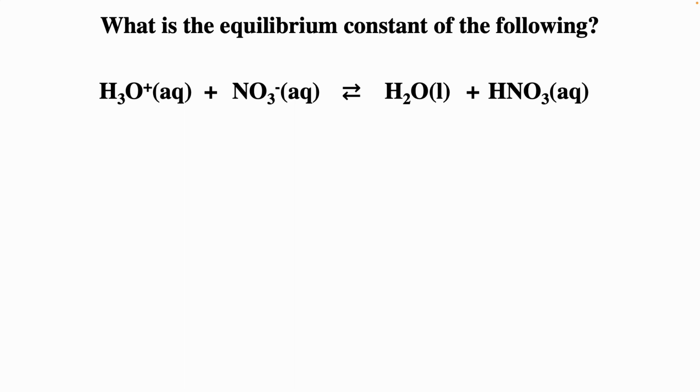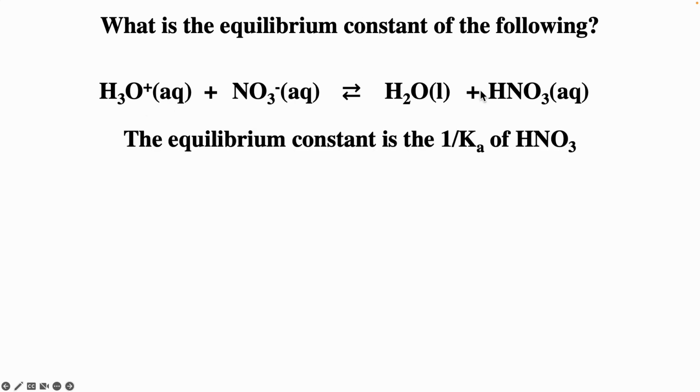So what is the equilibrium constant for this reaction? Remember, often we're going to look for hydrogen ion, hydronium ion, or hydroxide. We see a hydronium ion here as a reactant, and so that's going to make us think about 1 over Ka. Remember, for Ka, you have to have hydrogen ion or hydronium ion as a product. Here we have hydronium ion as a reactant, so it's going to be 1 over Ka.